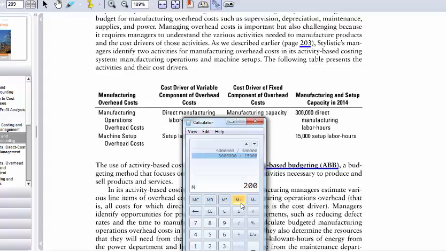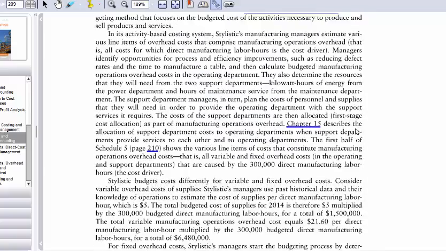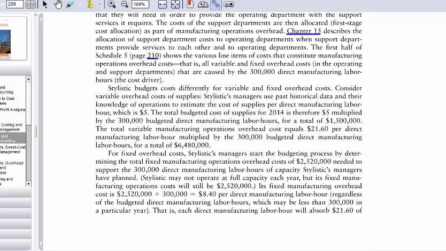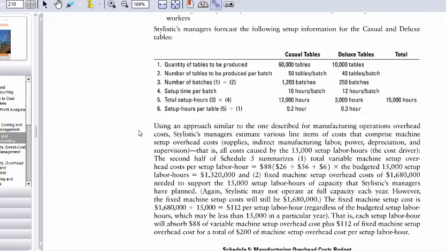Notice that these are two different things. We've got setup labor hours and then we've got direct manufacturing labor hours. Don't get those two confused because they are not the same thing. So we would use those in putting together our manufacturing overhead budget. Let's see if we can find it already filled out because I do not have an image that I can put together for you.